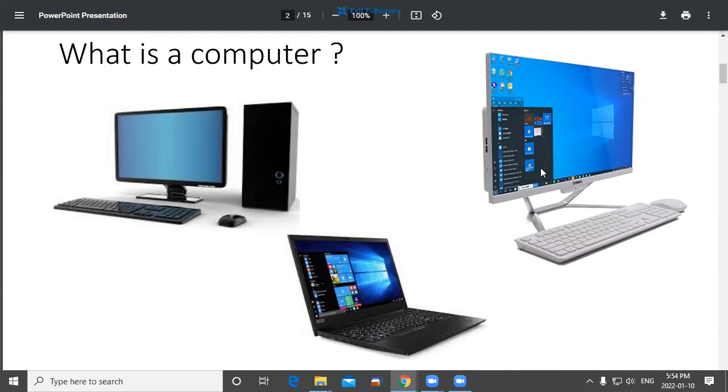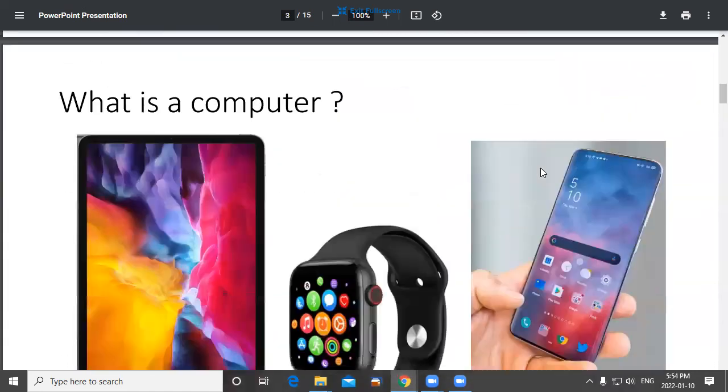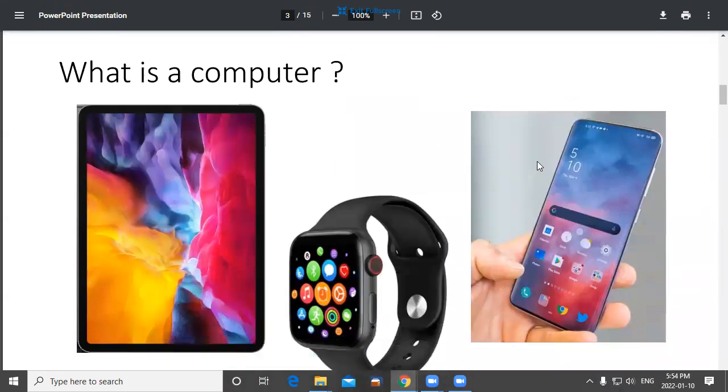The idea of this lesson is there's lots of things that are computers, and maybe some of them we haven't thought of as being computers. So there's those. These things are computers. Really? This is a computer. That's a computer. That phone in my hand is a computer. Smartwatch is a computer. Tablet's a computer.